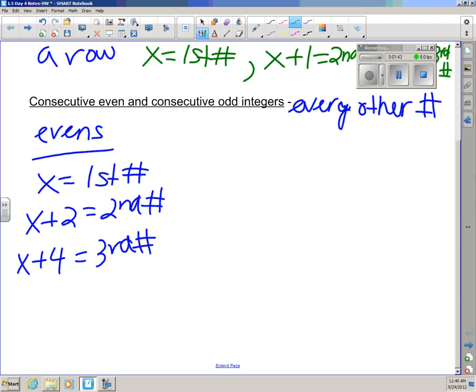So for example, think about this. Let's say the first number is 12. If 12 is x, then 12 plus 2 is 14, and 12 plus 4 is 16. Those are consecutive even integers.